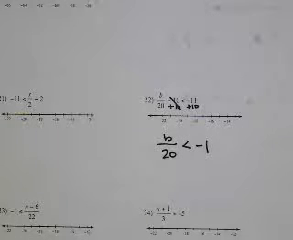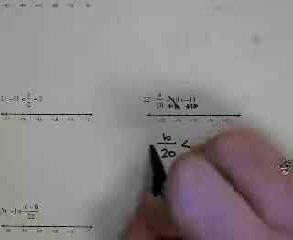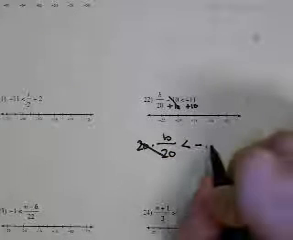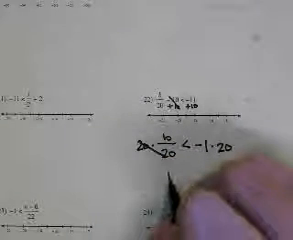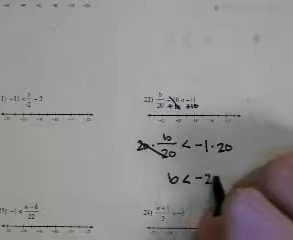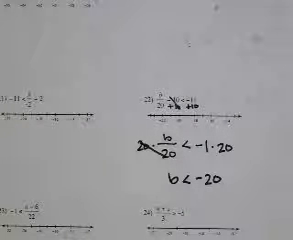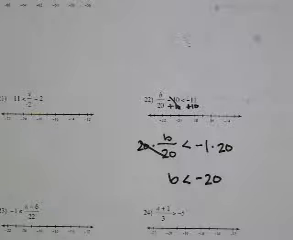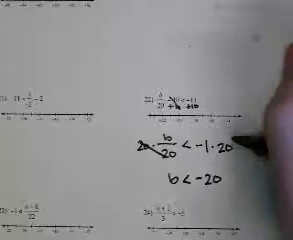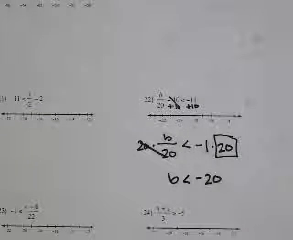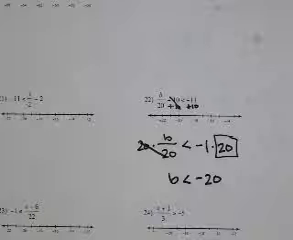Now we need to multiply by 20. We get rid of the best friend by doing the opposite. So the 20's cancel out. We multiply by 20 on this side, and we have b is less than negative 20. Now notice I didn't flip the sign because I didn't multiply by a negative number. I multiplied by 20. So the number that you pull over to that side and multiply by, that's the one you need to look at whether it's positive or negative.